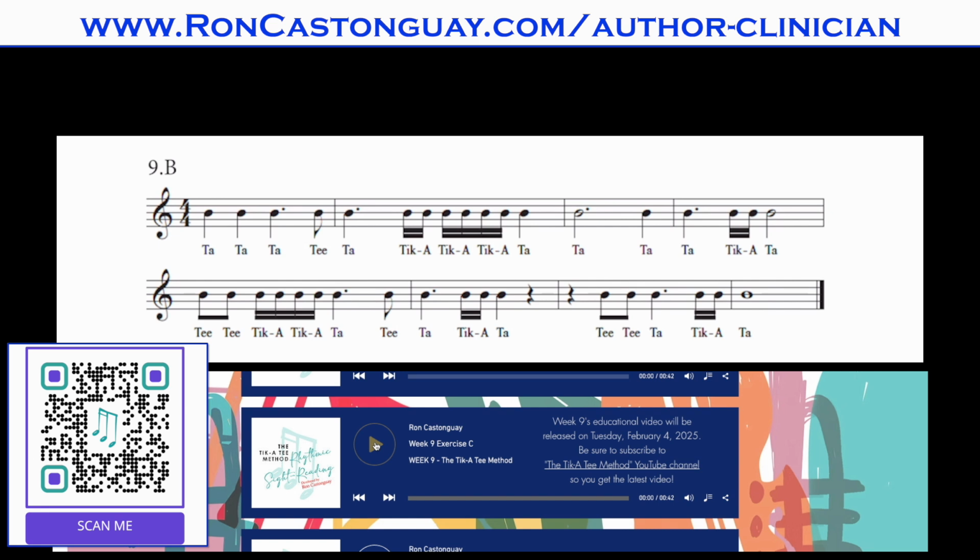All right, there's exercise 9B. You probably heard a couple of times in there where I had to cut some notes off a little shorter than I would want to, but I had to breathe and still maintain the integrity of the rhythm.